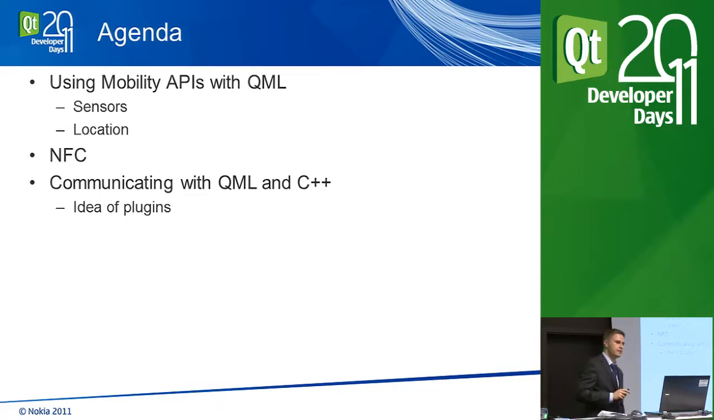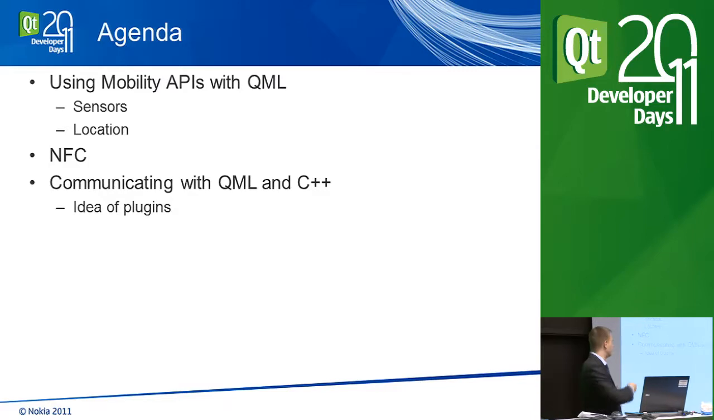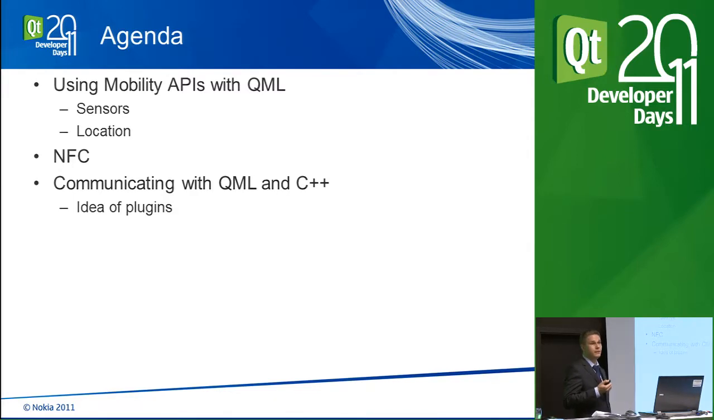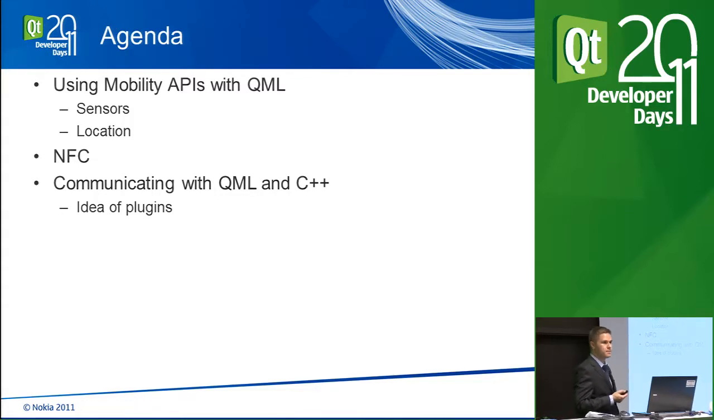Other topics for this section are NFC, but I think we'll leave that mostly for the demos, just a quick overview of what's available, what elements there are for accessing NFC, and how to handle the data. And then, of course, there's Qt Mobility APIs, sensors, location, things like that. These are also things that will be demonstrated in the last section.